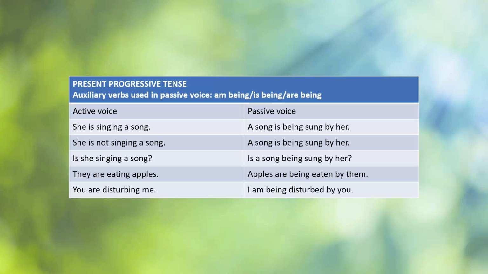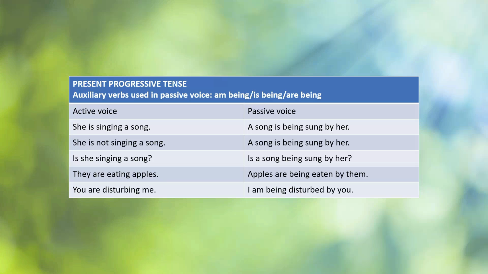As we know that we use am when the subject is I, we use is when the subject is he, she, it, or any singular word, and we use are when the subject is they, you, or any plural word. Okay. So now here the sentence is "She is singing a song." So we will interchange the places of she and a song. A song will become the subject. As we know that a song is a singular word, so we will use is. A song is being sung by her.